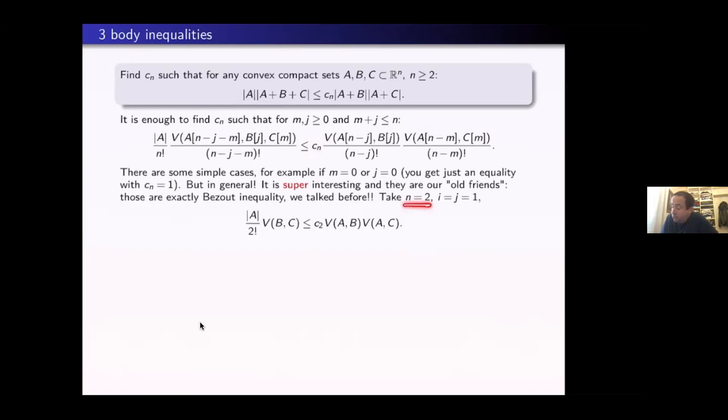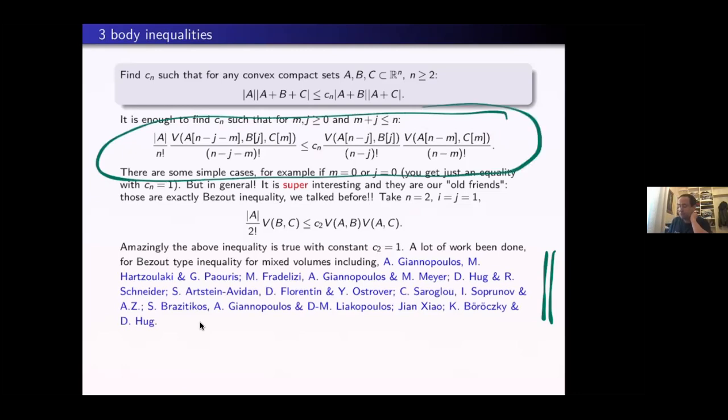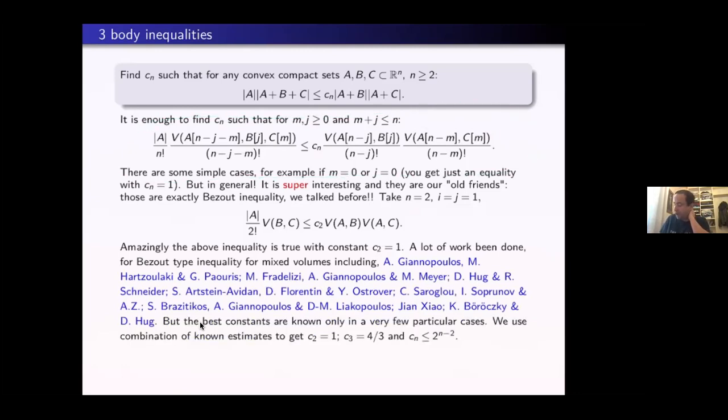For example, when n equals 2, and m equals j equals 1, you get simply this guy, and you're trying to find the best constant for it. And the best constant for it turns out to be C2 equal 1, which was done by many people in many different ways. It's a very strange inequality, but very beautiful. And in general, many people, so here I made the list, have now contributed to the best constant for these types of inequalities. And if you study their works, you can actually get this best constant for these inequalities, which were inspired by information theory. So that's how you get the best constant in those inequalities.